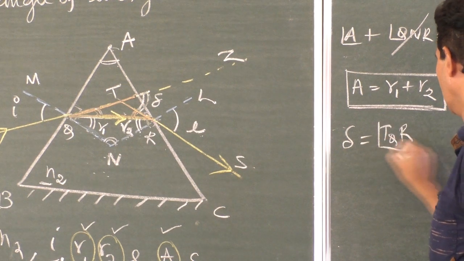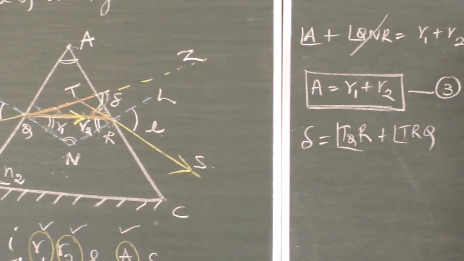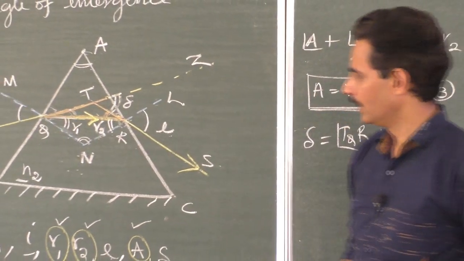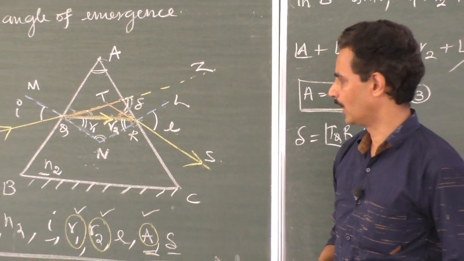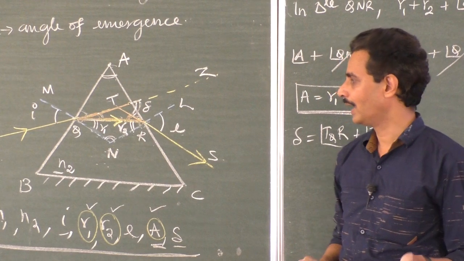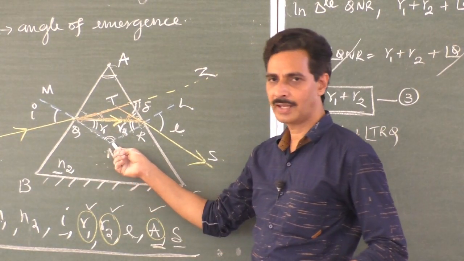TQR plus angle TRQ, right? In this triangle, the exterior angle is the sum of the interior opposite angles. Now what are TRQ and TQR? Now you can bring I and R. How, sir? See, the normal is a straight line, correct?